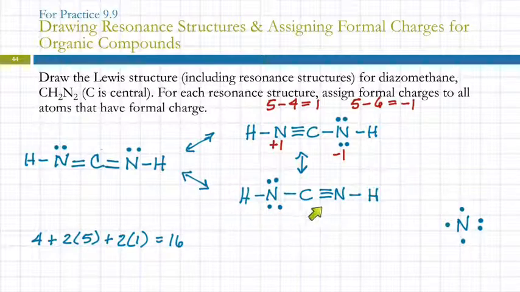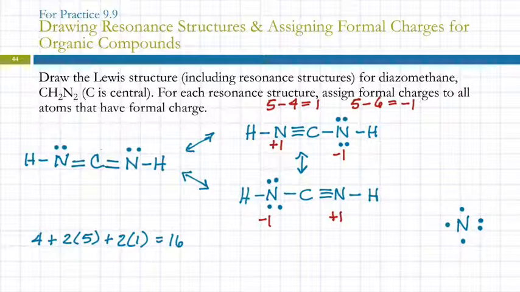If we look down at this other one, we can see that these nitrogens are just in the opposite situation, right? Here we've got 4 bonds and no lone pairs, like this one, 4 bonds and no lone pairs. That's going to have the same formal charge. And this one's going to be -1.